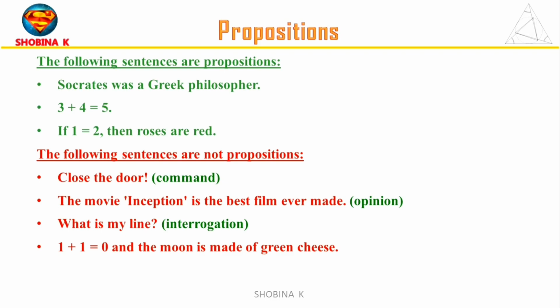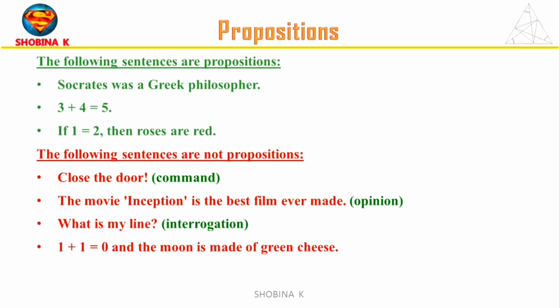And next we have the sentence, the movie Inception is the best film ever made. In this sentence, the statement about the movie being the best film ever made is an expression of personal opinion and subjective judgment. So it cannot be definitely classified as true or false, thus making it a non-proposition. And next, what is my line? This is an interrogative or question, not a declarative statement.